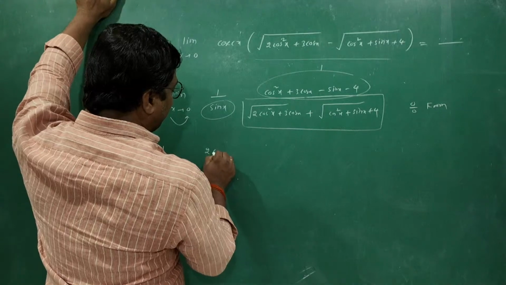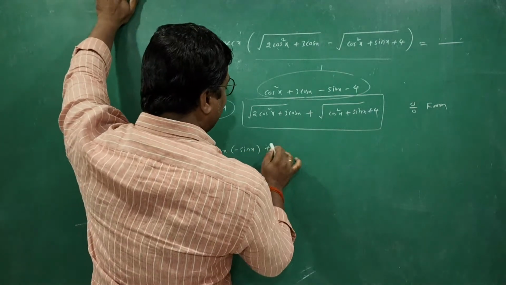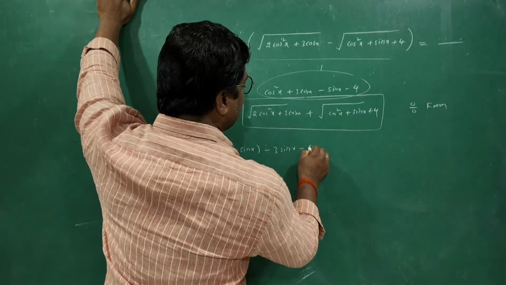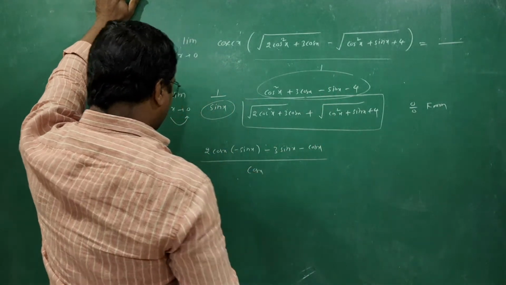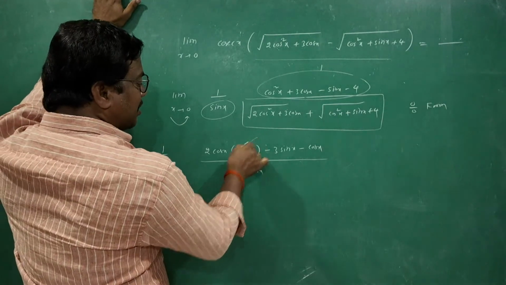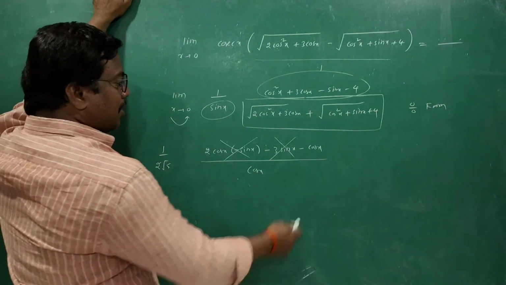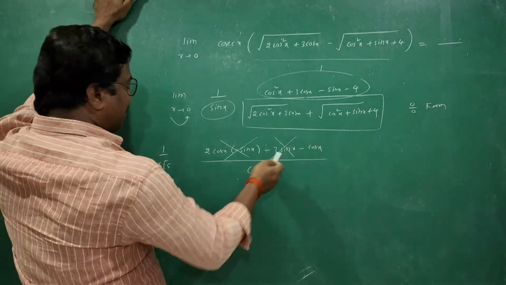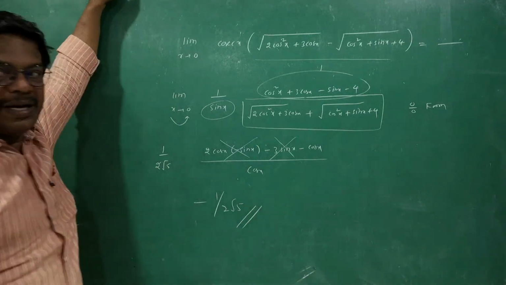Cos square x derivative 2 cos x and cos x derivative minus sin x. Next 3 cos x you have, that is minus 3 sin x. Next sin x derivative cos x, constant derivative 0, and then here sin x derivative cos x. Now apply x tends to 0. When you write x tends to 0, this is 0, and you have here sin, so 0 minus cos x divided by cos x, that is minus 1 by 1. So finally you reach limit value minus 1 by 2 root 5.